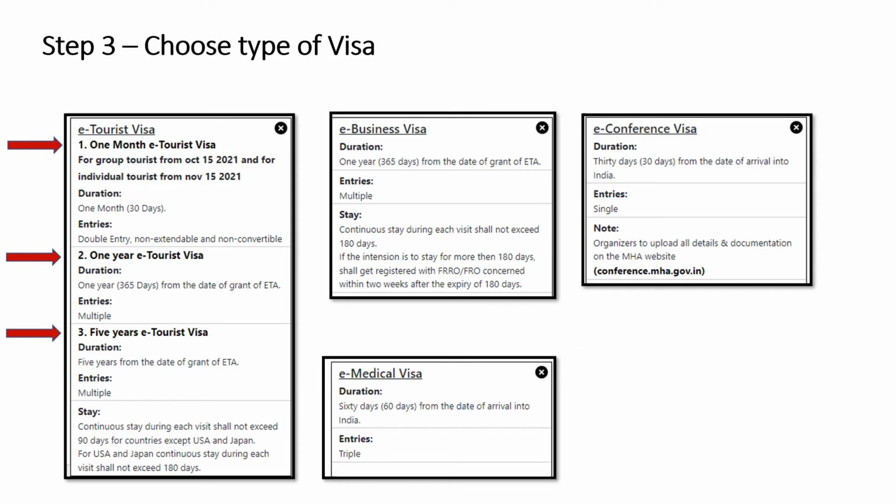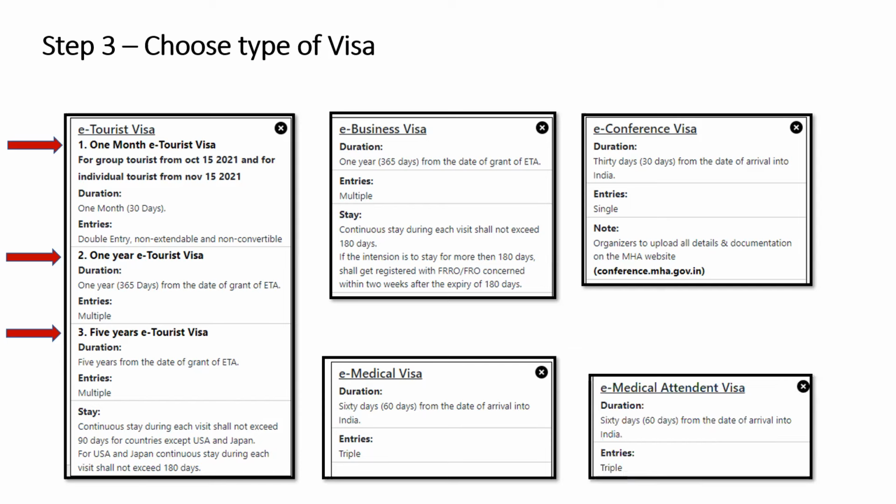Then there is the e-medical visa. If you're visiting India for medical reasons, then it allows you 60 days and triple entry. This visa is valid for 60 days and you can enter and exit 3 times. Then there is also a medical attendant visa. If you are traveling with a person who is visiting on an e-medical visa for specialized medical treatment or otherwise, then the attendant can also stay for 60 days from the date of arrival into India, and it allows the same number of entries, that is triple entry.